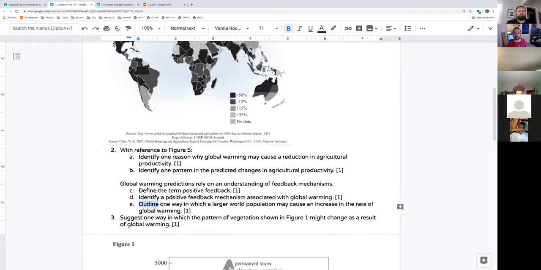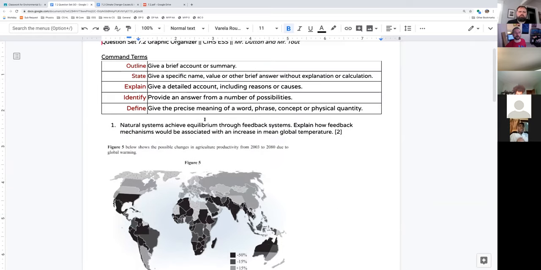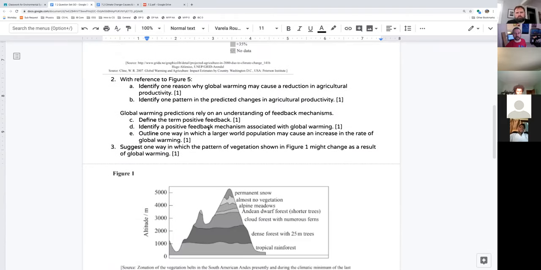So the command term outline, what does that mean that we need to do? A summary or a brief account. Go ahead, Eunice. Outline means without covering every single topic, but just giving a brief explanation of what it is. And what you said, brief, that's the most important part. Okay. Don't spend your time on outline questions. Spend your time on explain questions. Outline questions, if you're writing a paragraph, you're writing way too much.